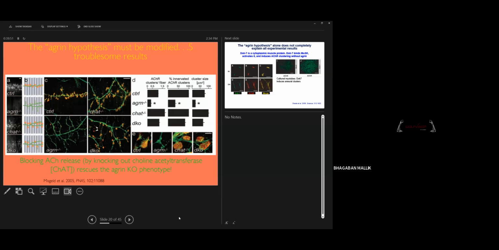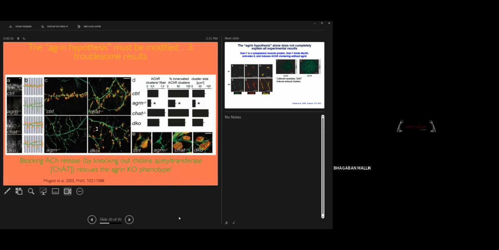Here there are 4 genotypes shown. One is the control, with the presynaptic neuron in green and the postsynaptic acetylcholine receptor in red. Then agrin minus, that means you don't have agrin. You can see that you still have acetylcholine receptor, but you have fewer acetylcholine receptor clusters compared to the control. You can see there is a reduction of acetylcholine receptor. That is what I showed in the previous slide, that agrin is required for clustering of the acetylcholine receptor. Now here you can see the knockout.